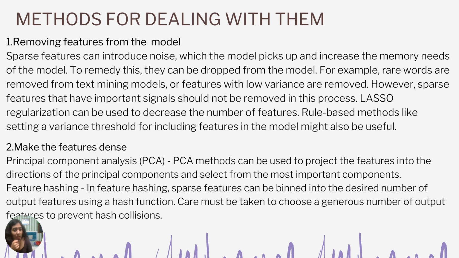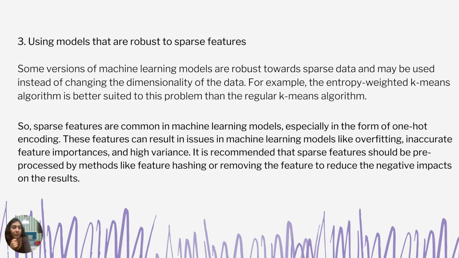Principal component analysis (PCA) methods can be used to project the features into directions of the principal components and select the most important components. Feature hashing. In feature hashing, sparse features can be binned into the desired number of output features using a hash function. Care must be taken, of course, to choose a generous number of output features to prevent hash collisions.